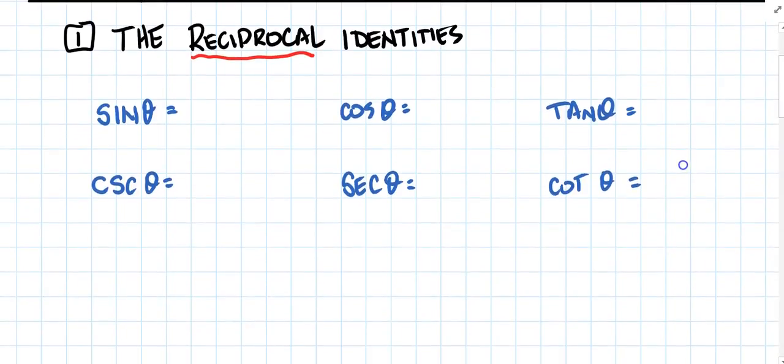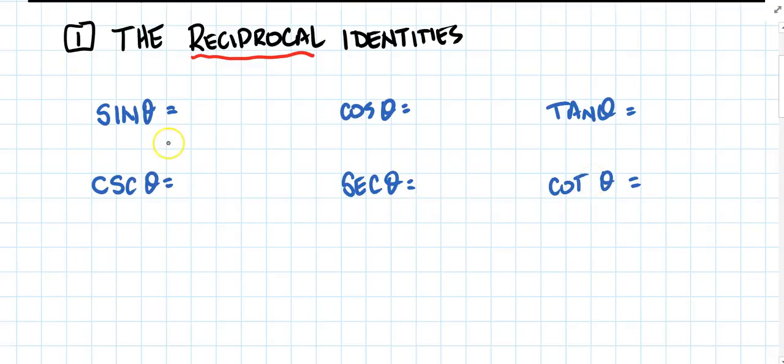Here's box number 1. The first thing that we're going to talk about are what are known as the reciprocal identities, and these should look very familiar to you. The reason they're called reciprocal identities is because they're reciprocals of each other. The way that I have it set up, I have sine and then cosine and then tangent, and then below that I have cosecant, secant, and cotangent. And you've seen me do this in class.